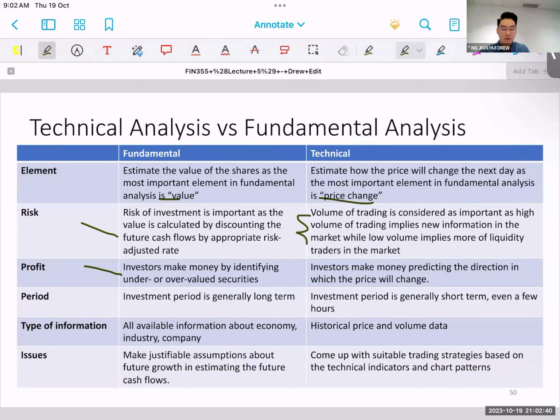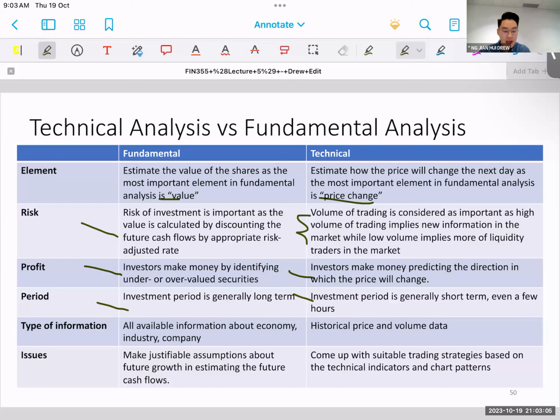Now, in terms of technical analysis, we don't care about overvalued, undervalued. We just look at the price, right? And the price change. In terms of period, usually for fundamental analysis, we have a long time horizon, like at least 2, 3, 4, 5 years. Technical analysis can be as short as just a couple of hours, a week, or 2 weeks.